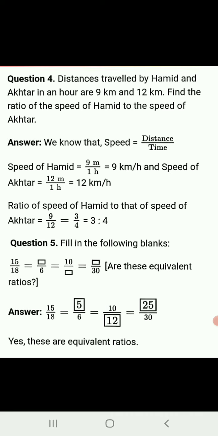Now for the last dash, 10 by 12 is equal to dash by 30. Now 12 became 30. How? How will 12 become 30? The same way, 12 and 10, you should cancel first. When you cancel, they become 5 by 6, isn't it? 5 by 6. 6 into 5 is 30. So 5 into 5 will be 25. You get 25 by 30.